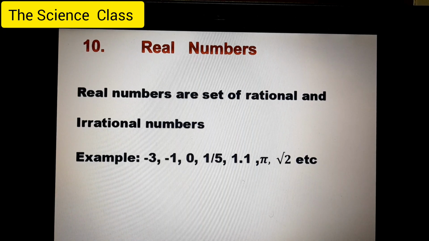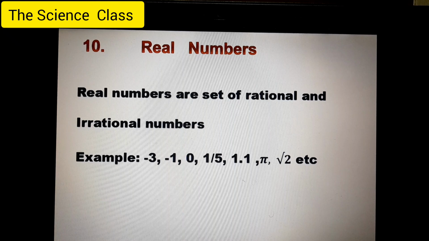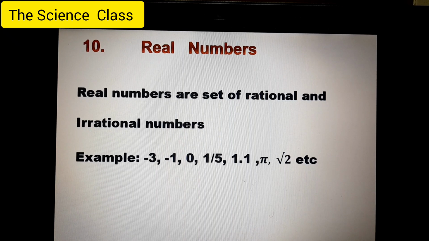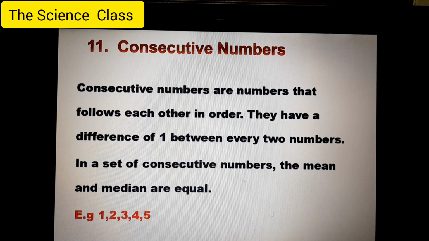Next numbers are real numbers. Real numbers are the set of rational and irrational numbers. That is, real numbers are both rational and irrational numbers. And you see, 0 is also part of real numbers. Pi is there, root of 2, root of 3. All of these numbers are real numbers.